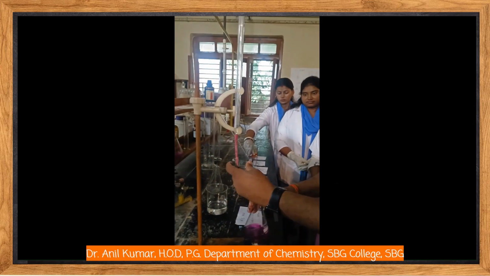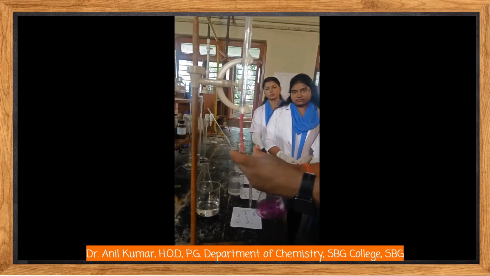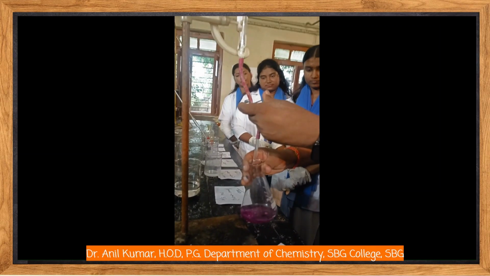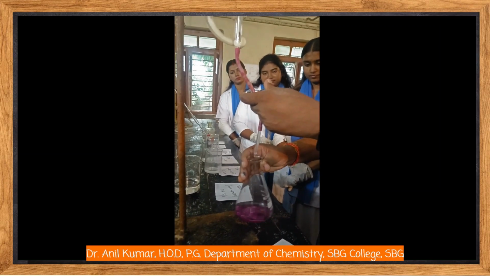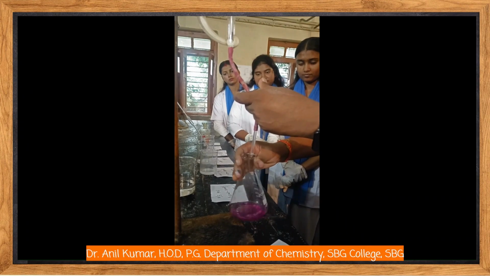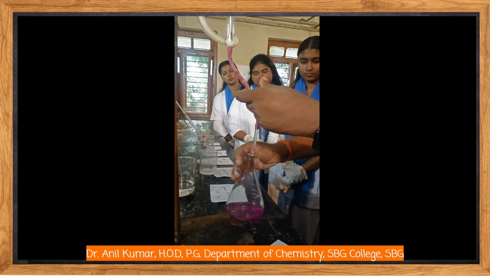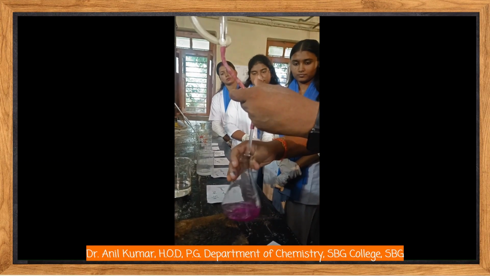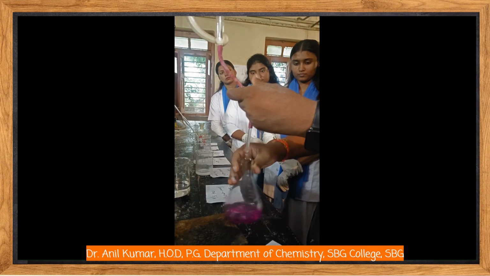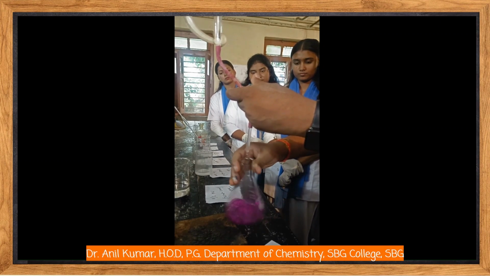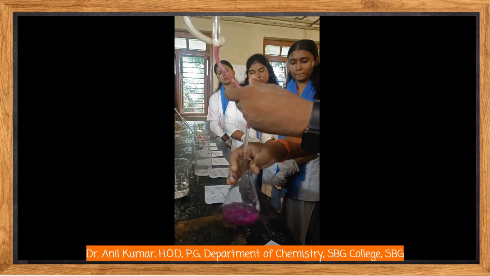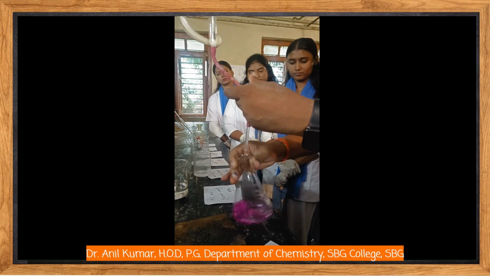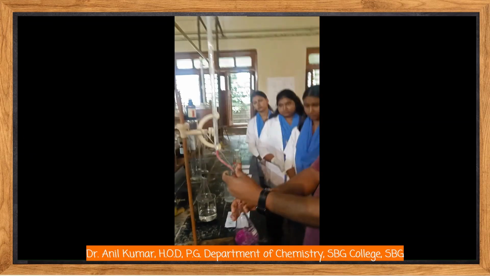In this case, we have to use two indicators, one is phenolphthalein and the other is methyl orange. First, the phenolphthalein is added in the solution, which becomes pink in color, and after reacting it becomes colorless. Number two, after changing the color, the second indicator, methyl orange, is added in the solution and it becomes yellow in color. And after reacting, it becomes orange to red, and that is the end point of the reaction. A remark: do not use both of the indicators at the same time.